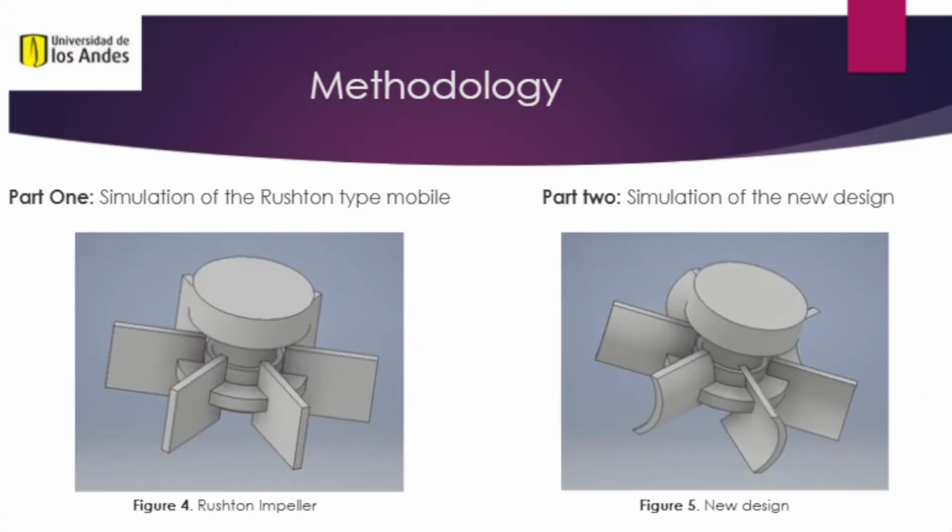The procedure carried out for the project is shown below: simulation of the Rushton type mobile, simulation of the new design, and comparison between the two mobiles. With the help of the CAD Inventor program, a new proposal was made to identify which design could be better. Both designs were imported into the Star-CCM+ program, from which certain models were selected for meshing and physical models to be able to observe the behavior of both mobiles. This was done in order to obtain all the information required to analyze and conclude which would be the best design.